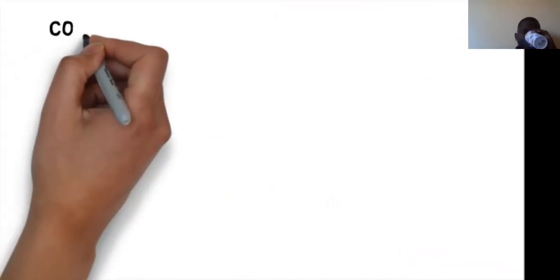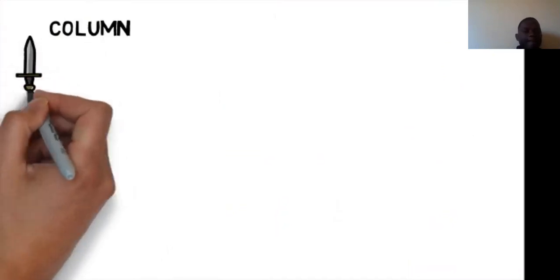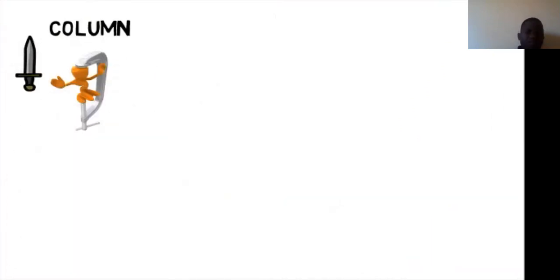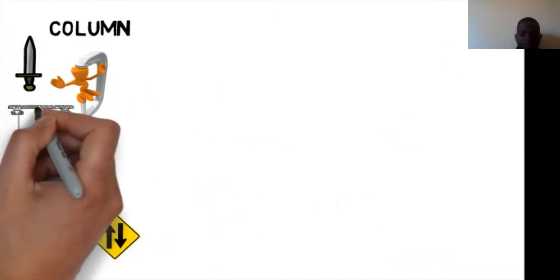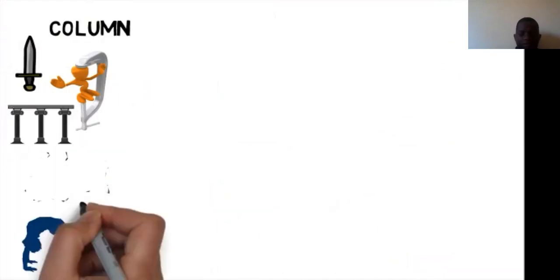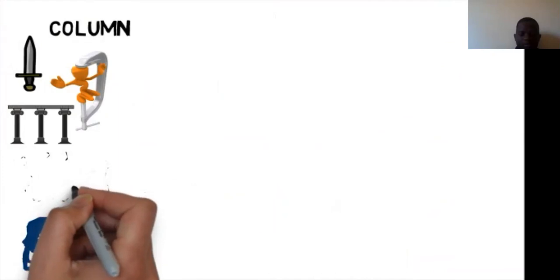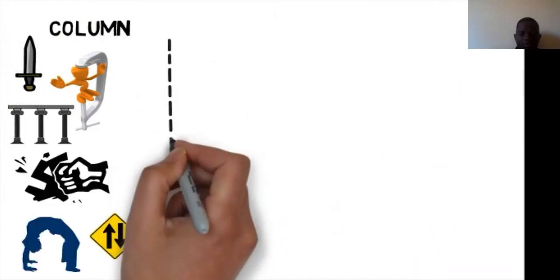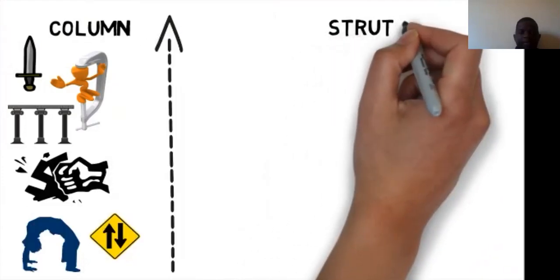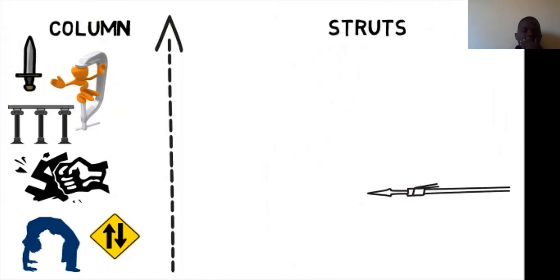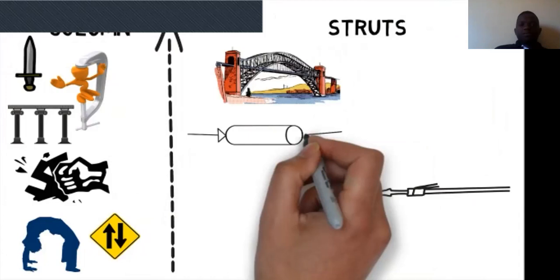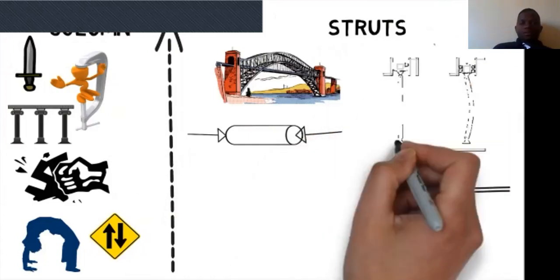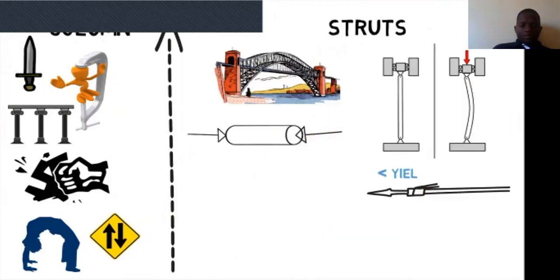Now, columns are short, thick structural members which are subjected to compressive forces, bending moments, and shear forces. They are the main supports in a building or structure. They usually fail by crushing when the yield stress of the material in compression is exceeded. Struts, on the other hand, are long, slender structural members in an assembly, which are subjected only to axial compressive forces. They fail by buckling sometime before the yield stress in compression is reached.